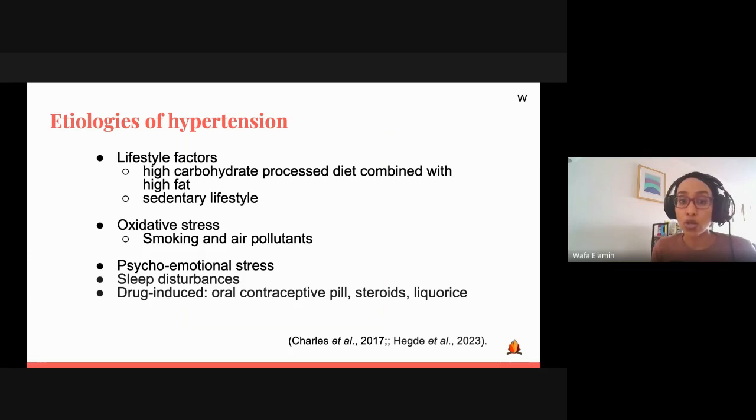Some drugs have also been known to cause elevation in blood pressure. In women taking the oral contraceptive pill, a number of studies have shown that it could be an independent factor for elevating a woman's blood pressure. Steroids and even licorice drinks or extracts are also found to create this sort of relationship with elevated blood pressure.